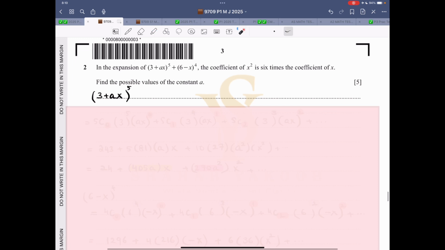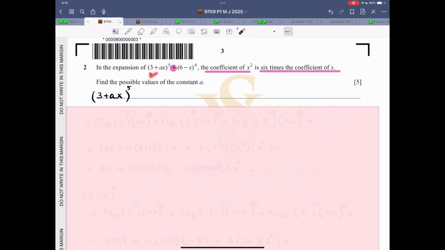Next question. Now this is about binomial. In the expansion of this bracket plus this bracket. So now there is an addition between the two brackets. The coefficient of x square is 6 times the coefficient of x. So now first of all, this is for 5 marks. So all of a sudden 5 marks is a lot. It's not difficult, it's just lengthy.